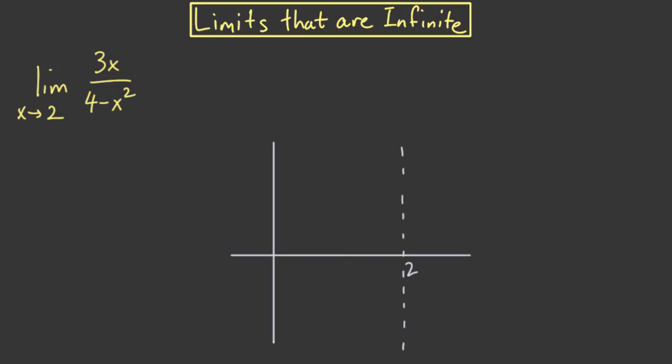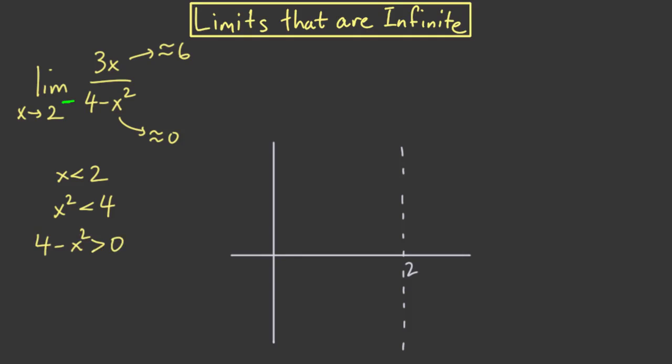And let's just start with the limit as x approaches 2 from the left. We'll need to pay very close attention to the signs of the numerator and denominator. This numerator is going to be near 6, which is positive. The denominator we know is going to be close to 0, but close to 0 how? Well, when x is approaching 2 from the left, that means x is going to be slightly less than 2. So x squared is going to be slightly less than 4. So our denominator is going to be just a little bit greater than 0.